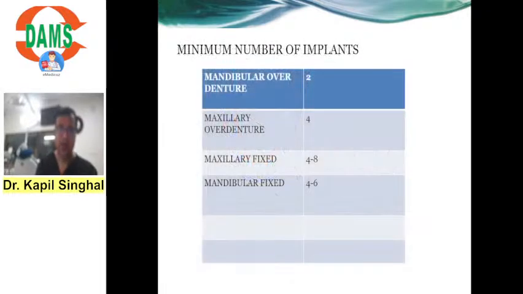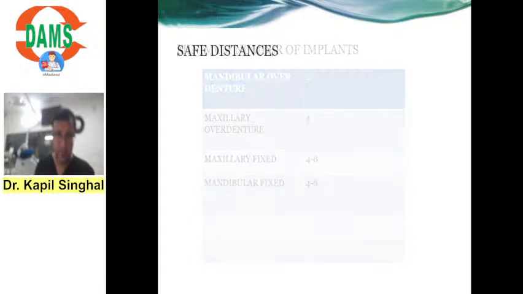Okay. So ideally, they can ask you a question: what are the minimum number of implants that are required? So in mandibular overdentures, you need at least 2 implants. In maxillary overdenture, you need at least 4 implants. In maxillary fixed, you need 4 to 8 implants. Range is minimum 4, maximum could be 8. Similarly, in mandibular fixed, you need in a range of 4 to 6 implants. So they can give you this question also.